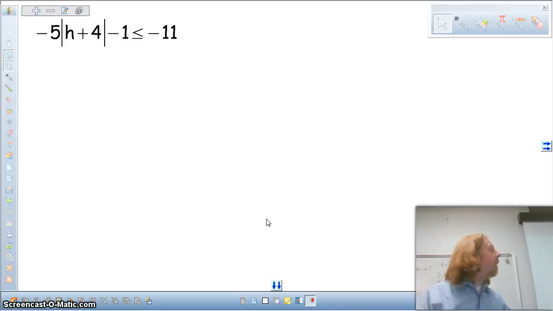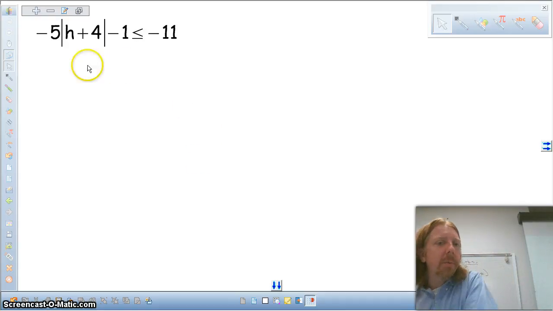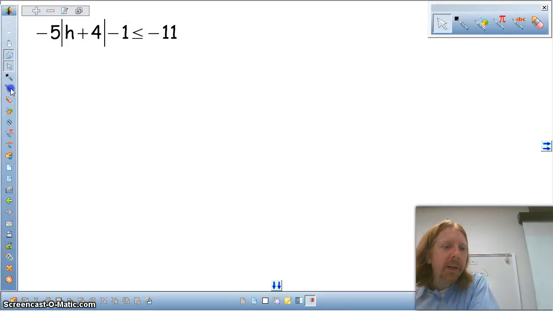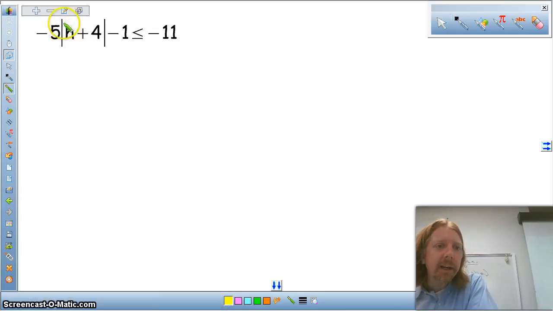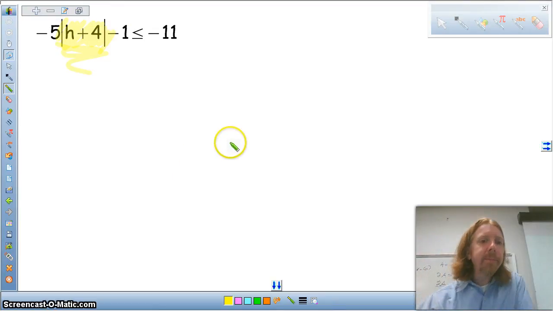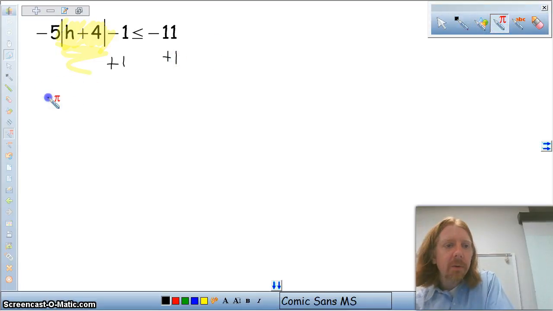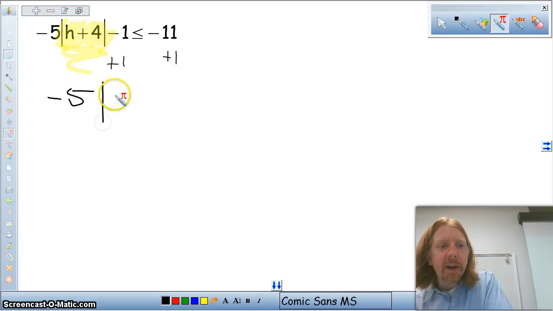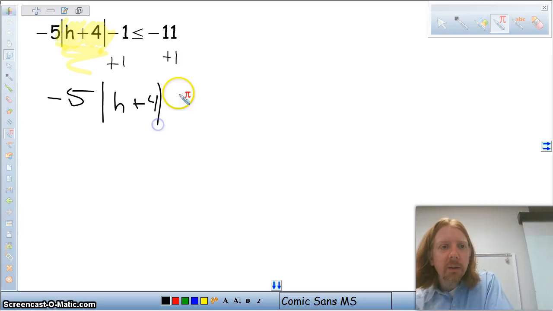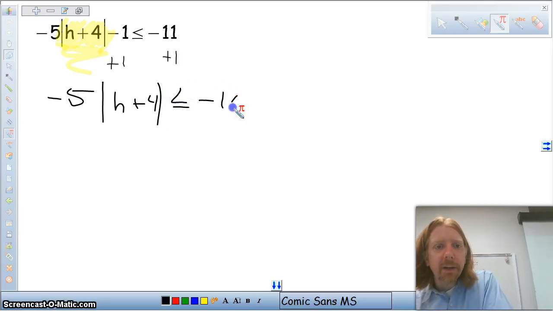All right, so for this problem, as an absolute value and an inequality, it hits everything we need to hit. What I'm going to do first, as a priority, is try to isolate the absolute value part. I want to get that all by itself, so I'm going to treat it like a variable. I'm going to add 1 to both sides of the equation, which leaves me -5 absolute value h plus 4, less than or equal to -10.